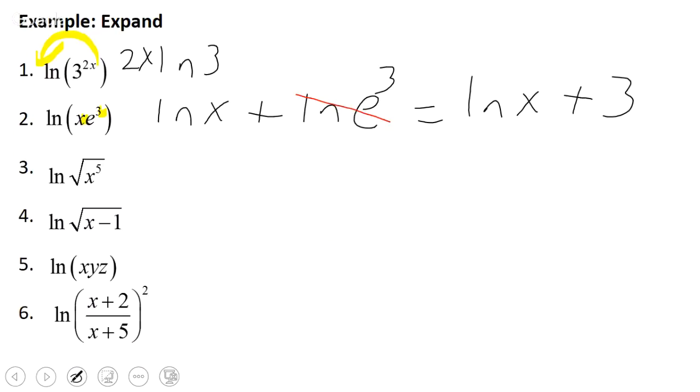Now, on number 3, I need to get rid of that root and make it a fractional exponent, but there's already a power in there. Remember, the root is the denominator, the power is the numerator. So I'm going to rewrite it. ln of x to the power of 5 halves. So it's a 5 halves power. Now I can take that power and move that power to the front.